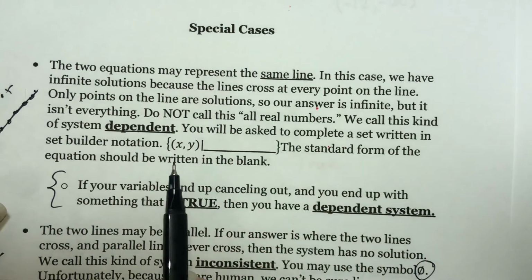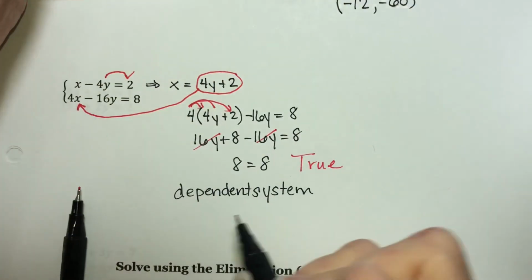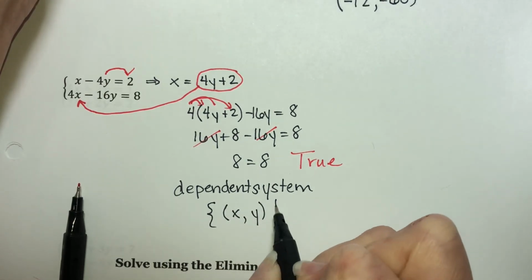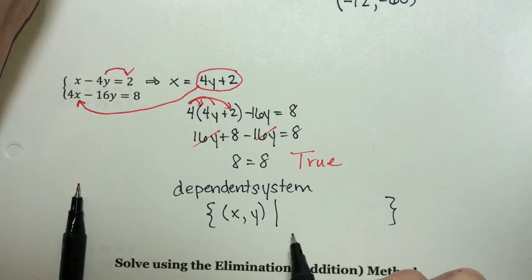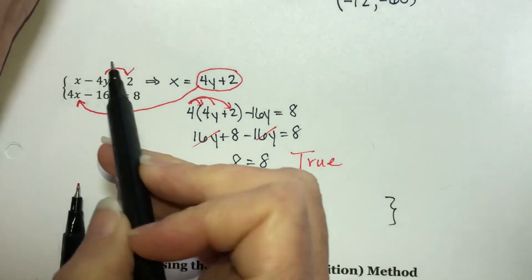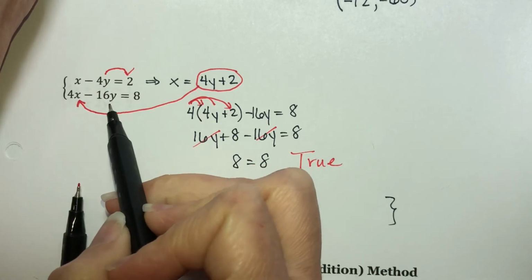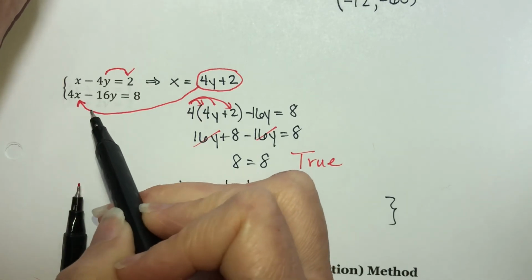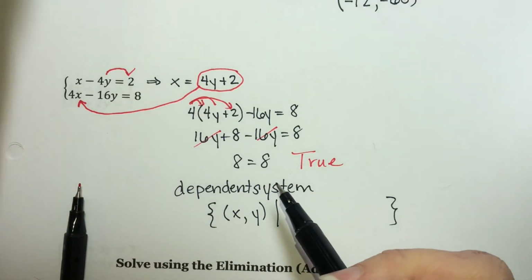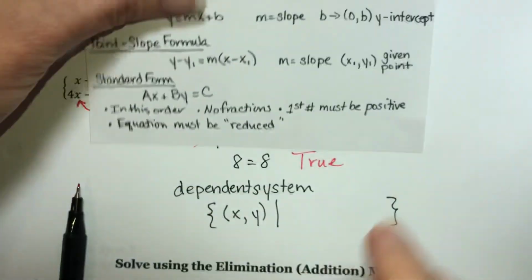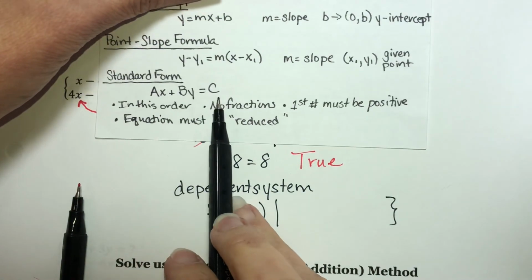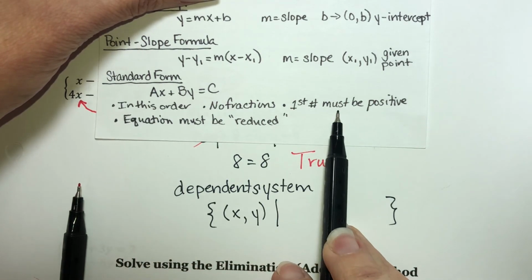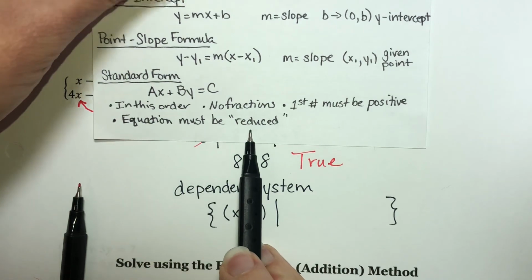We're going to be asked to write our answer in set builder notation. In MyMathLab, it will provide you with this part of the set builder notation. There's a blank here that you need to fill out. And what they want you to do is to look at these equations, and since they are the same line, get one of them into standard notation. Remember, standard notation had several requirements. It was in the form ax plus by equals c. It had to be in this order with no fractions. The first number has to be positive, and it must be, quote-unquote, reduced.